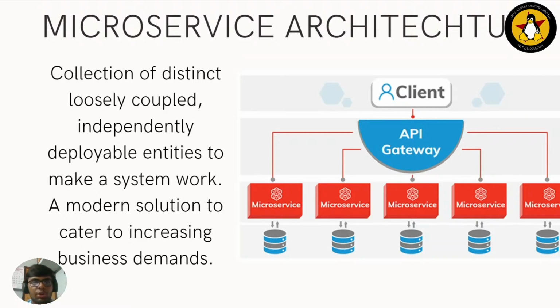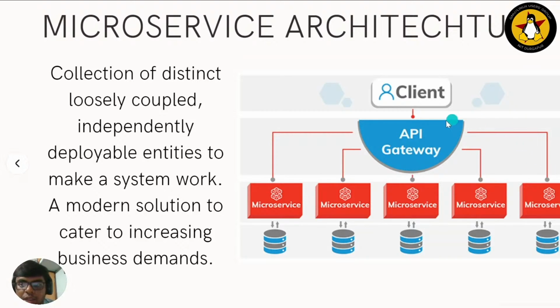So let's just look into it. Microservice architecture is basically a collection of distinct, loosely coupled, independently deployable entities to make a system work. It's a modern solution to cater to increasing business demands.